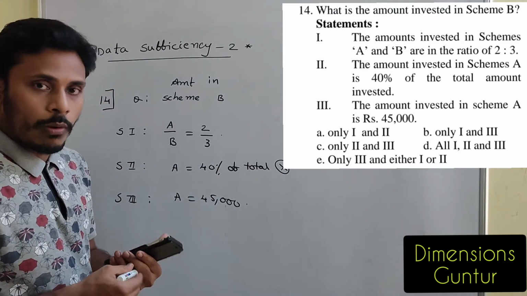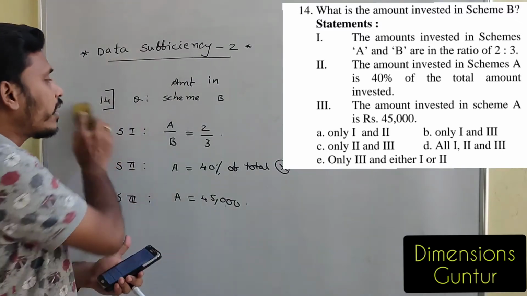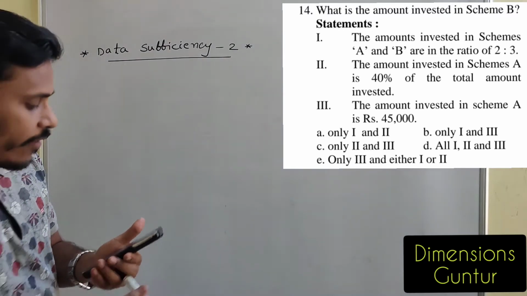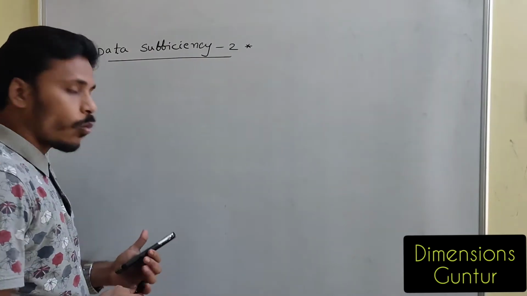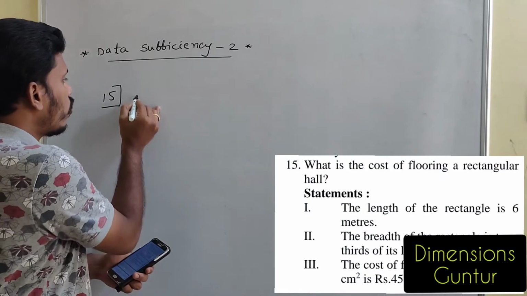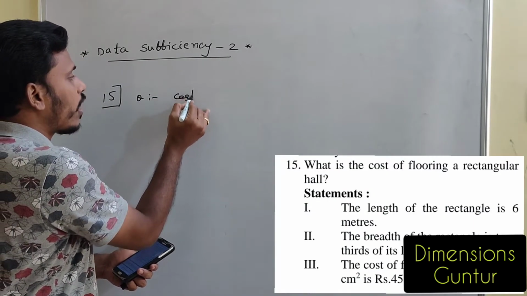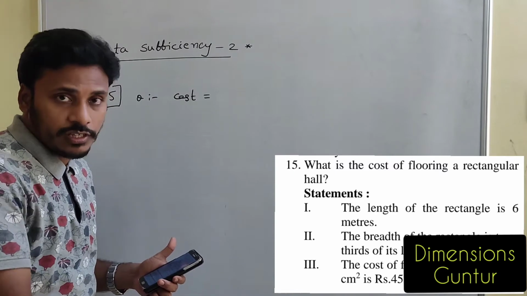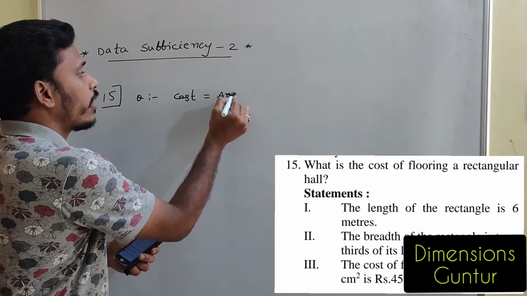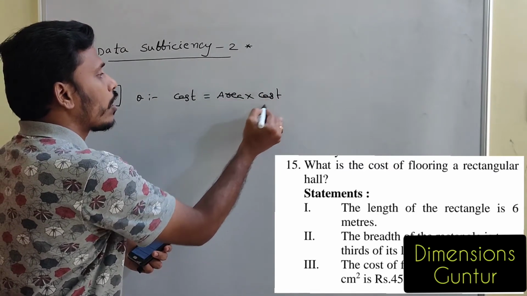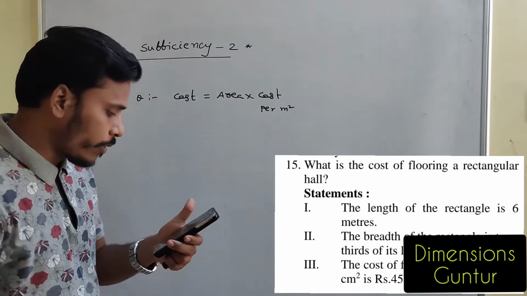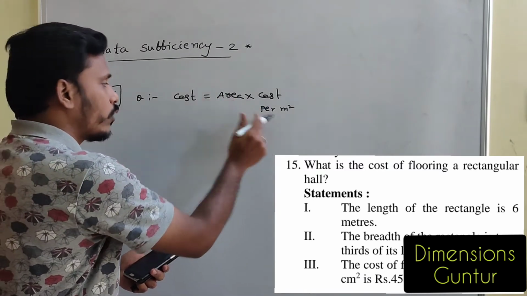Now, look at the second problem on the board. The second problem is saying: what is the cost of flooring a rectangular hall? The 15th one, and here we need to find the cost of flooring of a rectangular hall. See, the cost of flooring is nothing but the area of the floor into the cost per meter square. Usually that's the rule to find the cost of flooring. And from the statements we need to find out the area as well as the cost.